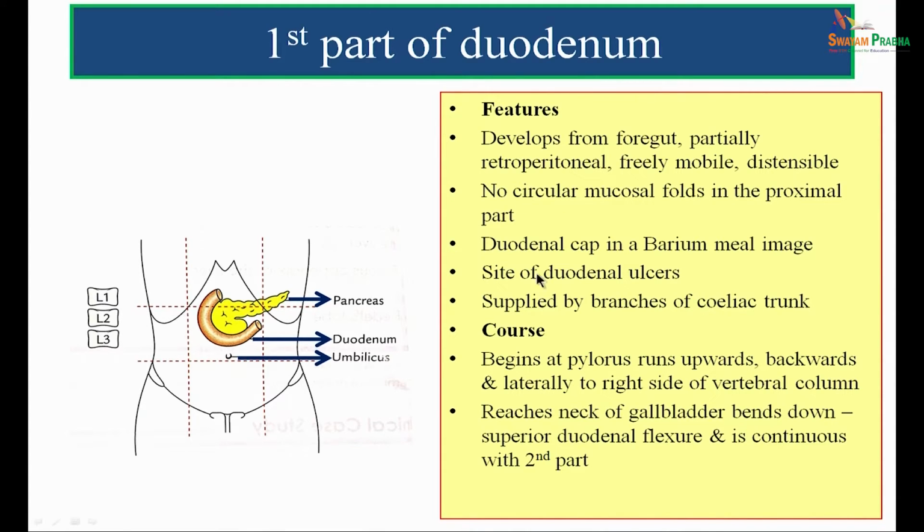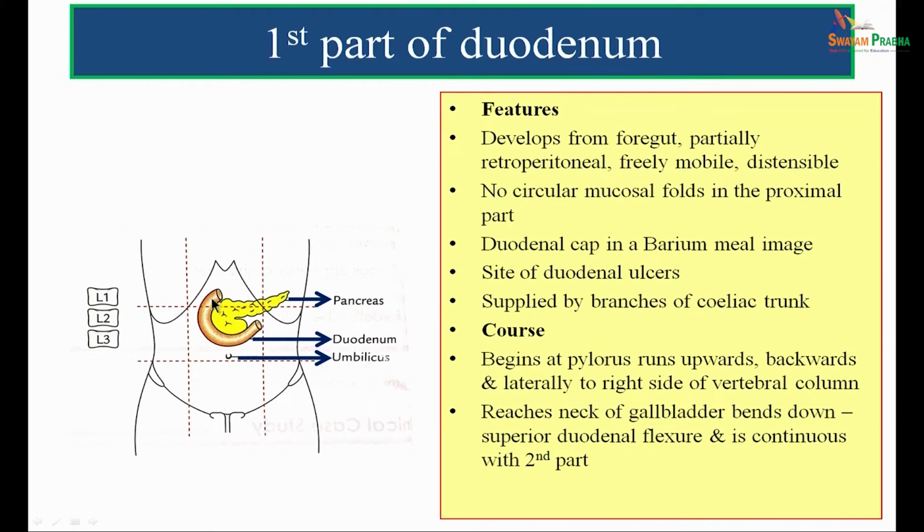There is a feature known as the duodenal cap that is formed in a barium meal image, which is a very normal phenomenon. We will come back to it later. The first part of the duodenum is also one of the favorite sites for the formation of peptic ulcers or duodenal ulcers. The first part of the duodenum is supplied by branches of the celiac trunk. The celiac trunk is the artery of the foregut. Since the first part is developing from the foregut, it is supplied by the artery of the foregut, which is the celiac trunk.